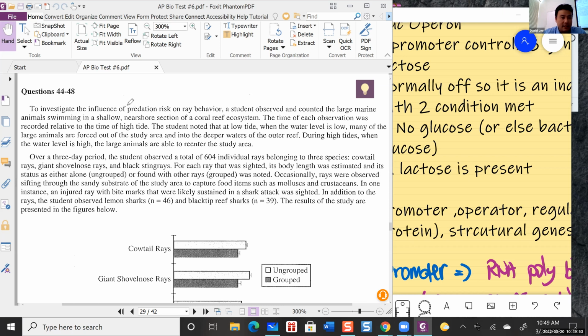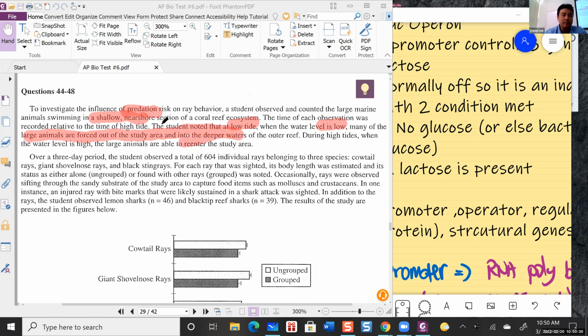To investigate the influence of predation risk on ray behavior. So predation, we talk about predation, okay? So this is ecology, predation, animal behavior. A student observed and counted large marine animals swimming in shallow, near shore sections of the coral reefs. The shallow section, yeah? The time of each observation was recorded relative to the high tide. So when it's high tide, it's not shallow, right? The student noted that at low tide, when the water level is low, many of the large animals were forced out of this area into the deep water.